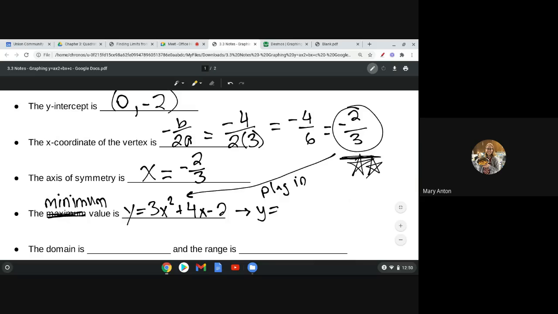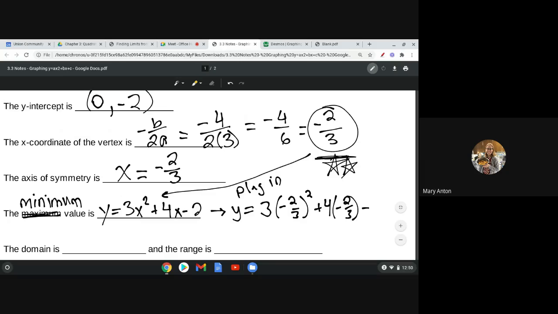Okay, hang on. Just write it out. Y equals 3 times -2/3 squared plus 4 times -2/3 minus 2. So you can do that in your head, right? So that's about 3 1/3. Sorry, -3 1/3. I'm just kidding. You don't. That's okay.